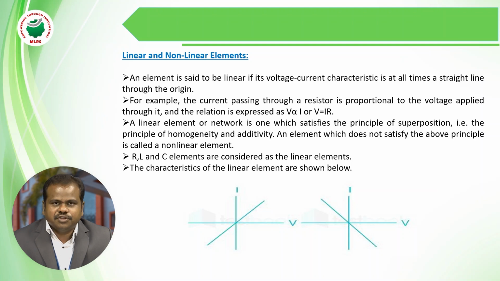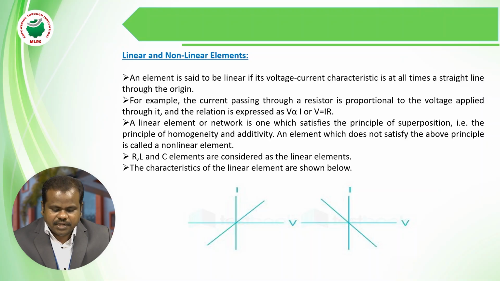An element is said to be linear if its voltage current characteristic at all times is a straight line from origin. For example, the current passing through a resistor is proportional to the voltage across it, which is defined by Ohm's law, nothing but V is proportional to I, or V equal to I into R. Therefore we can say that a resistor is a linear element.